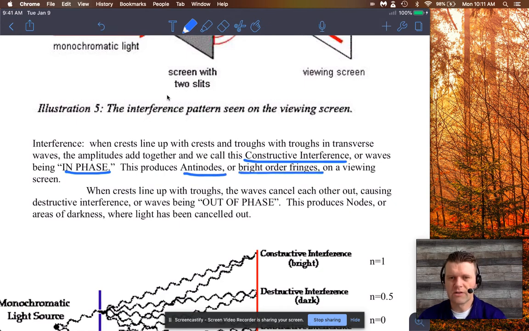That's some terminology that you'll see when we're talking about what it looks like on the screen. When the reverse happens, when crests line up with troughs, the waves cancel each other out and they cause what's called destructive interference. And that means the waves are out of phase. So this produces what are called nodes. This is an area where the light has effectively canceled itself out, and you'll see darkness there.